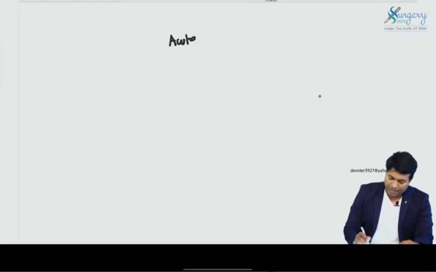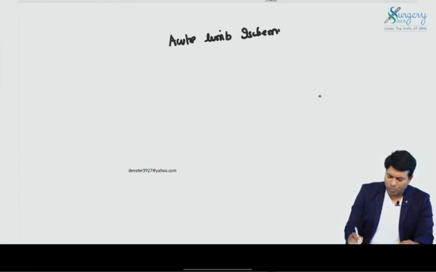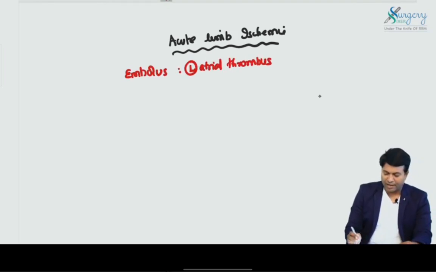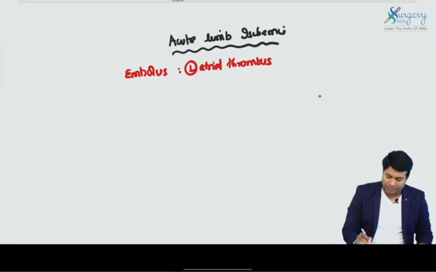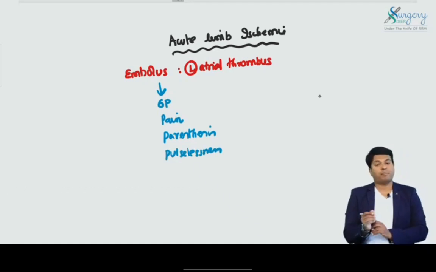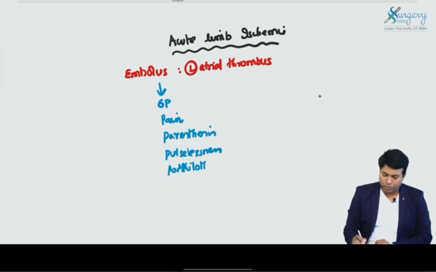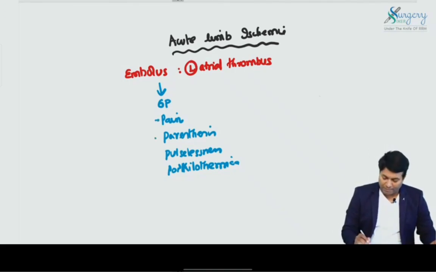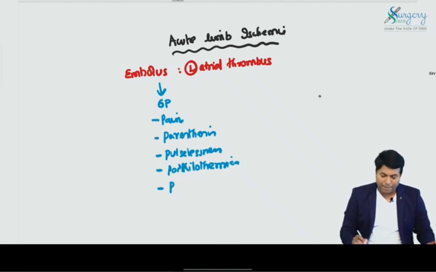So now I'm going to discuss one important topic in the arterial system, that is acute limb ischemia. The most common cause of acute limb ischemia is an embolus arising from the left atrium. So a left atrial thrombus gets disconnected and comes down and obstructs the lower limb vessels. The classical symptoms are the 6 Ps: pain, paresthesia, pulselessness, absence of pulse, poikilothermia. Poikilothermia means the limb is at a lower temperature than the normal limb, so it is cold. Then paralysis of the limb, and the limb looks paler because of occlusion of the blood vessel.